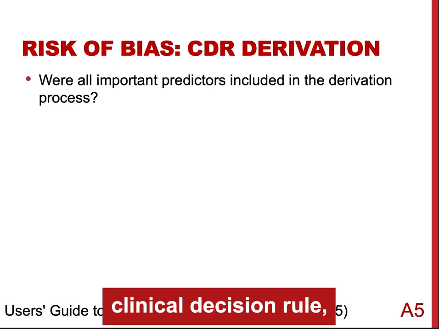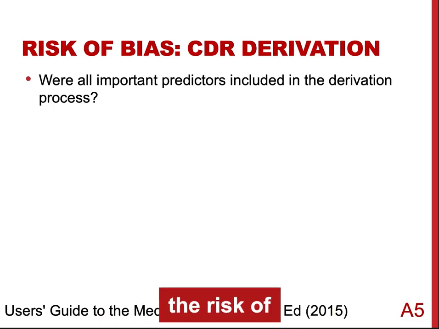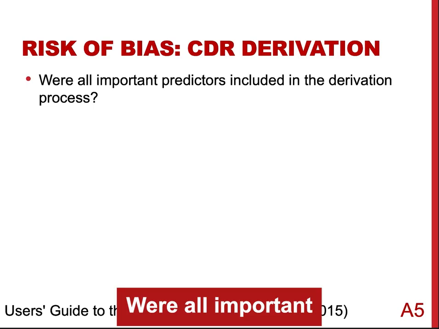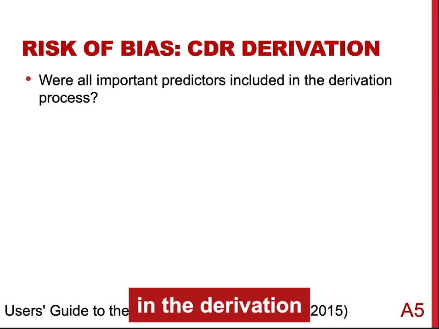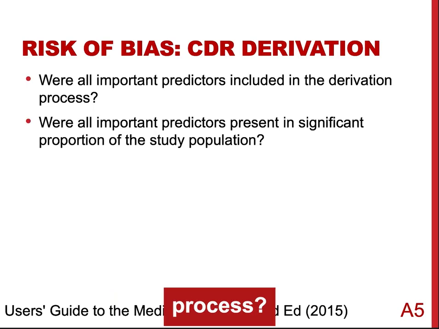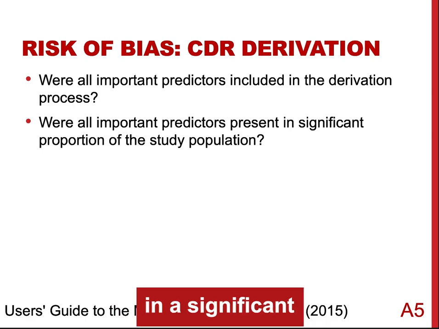When designing a clinical decision rule, it is important to think about the risk of bias criteria that will be used to assess it. The risk of bias criteria for the derivation of a clinical decision rule from the User's Guide to the Medical Literature include: were all important predictors included in the derivation process? Were all important predictors present in a significant proportion of the study population?